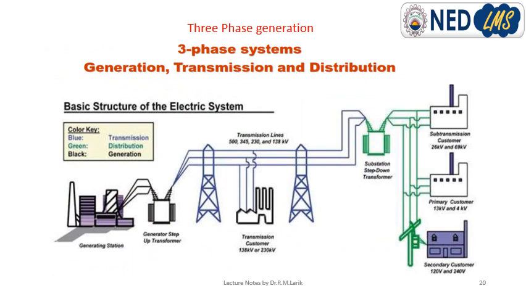Here is another layout. You can see generation, transmission, and distribution. This one is power generation. We have generation limits. We can generate electricity from 11 kV to 33 kV. These are generation limits. Sorry, 11 to 22 kV.